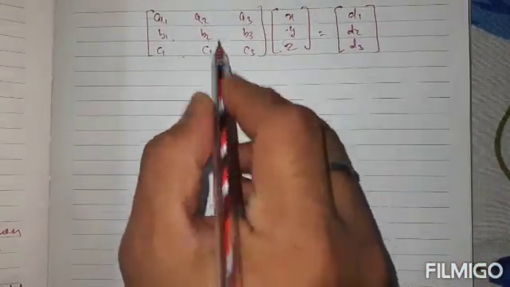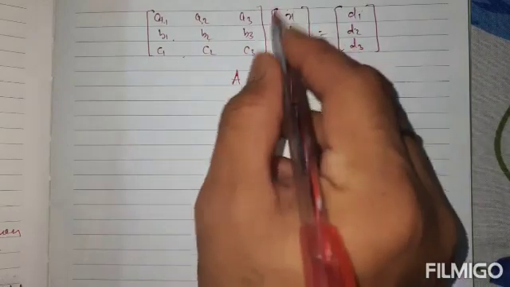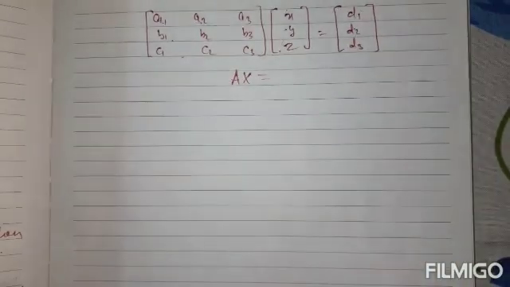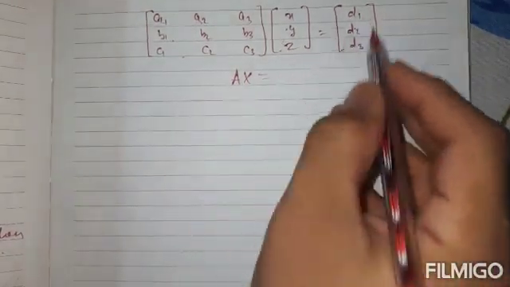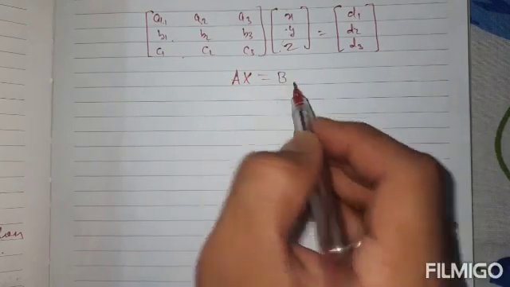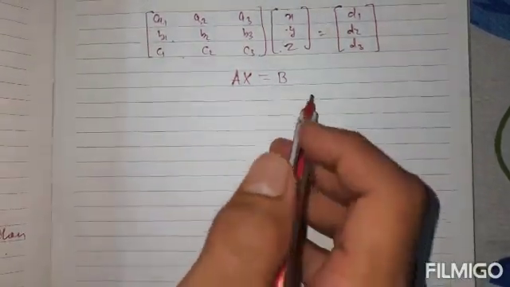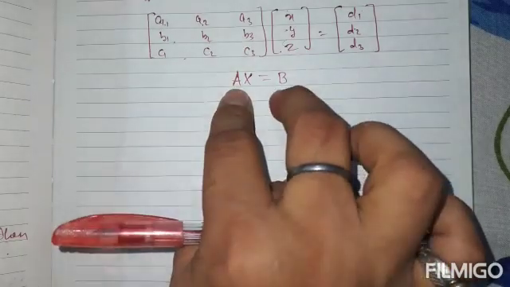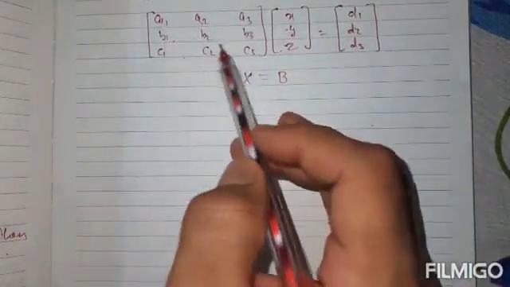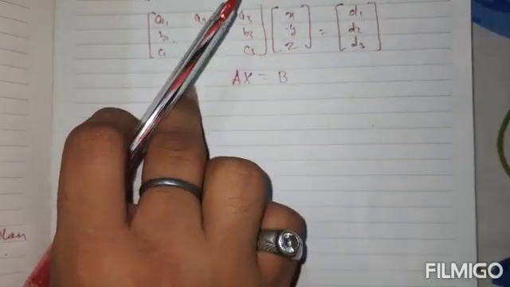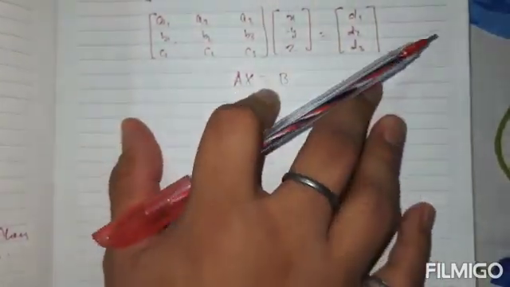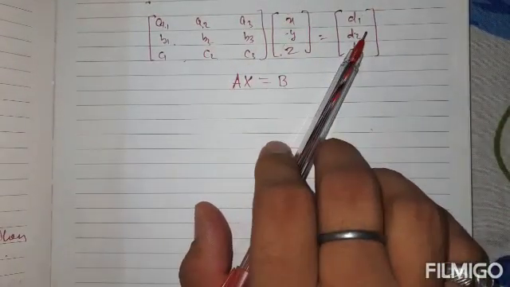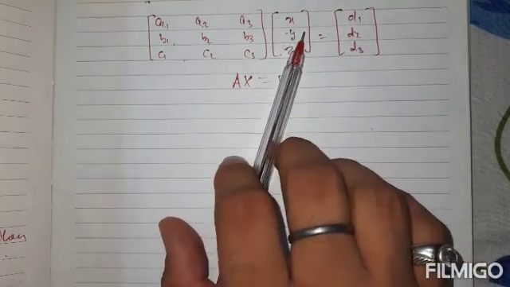In short, suppose this matrix is denoted by A, the matrix of variables is denoted by X, and the matrix of constant terms is denoted by B. Then this is the matrix equation AX is equal to B. And see here, matrix A and matrix B are known, because matrix A is formed by the coefficients. Whatever equation is given, the matrix formed by the coefficients will be the matrix A, the matrix formed by the constant terms will be the matrix B, and the matrix formed by the variables is matrix X.